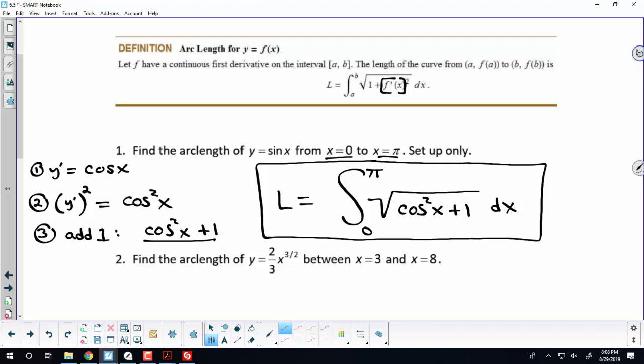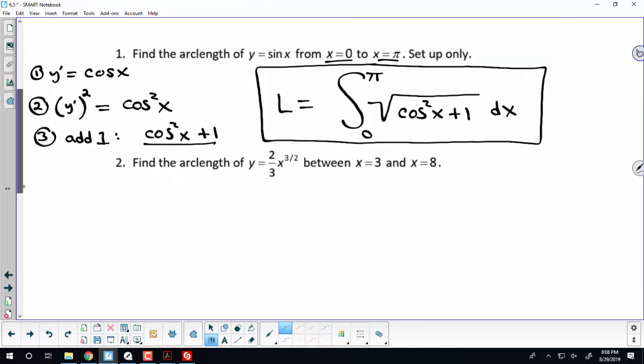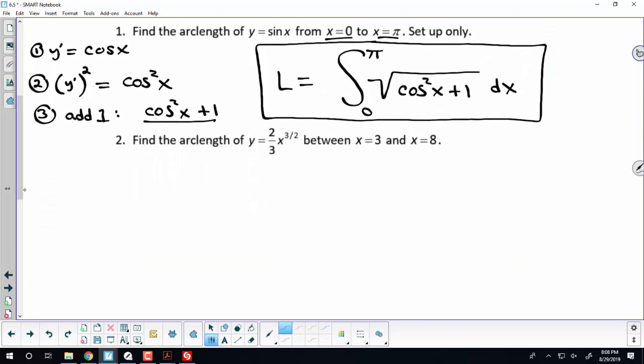Not quite. Otherwise we could integrate it. But remember, it's cosine squared plus sine squared equals 1. So sine squared is 1 minus cosine squared. So that's actually a difficult integral to do. But yeah, we just set it up. Example 2 we can compute.